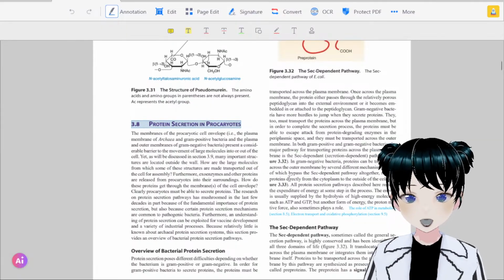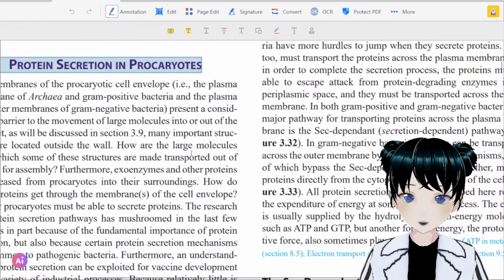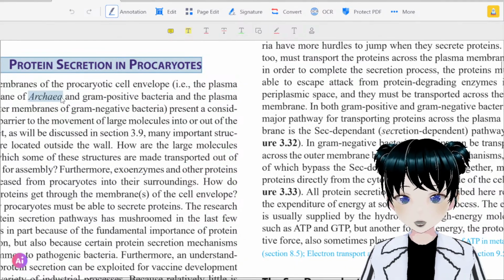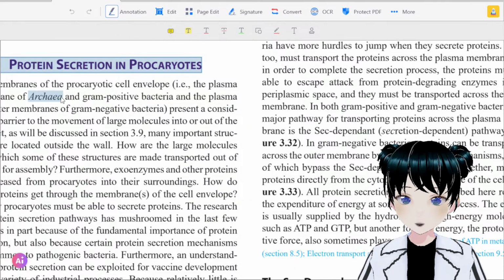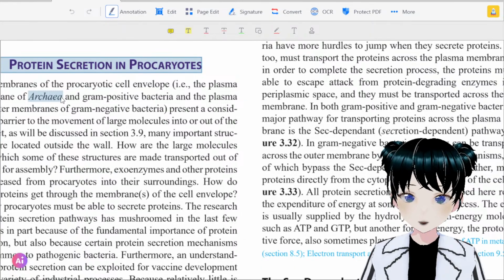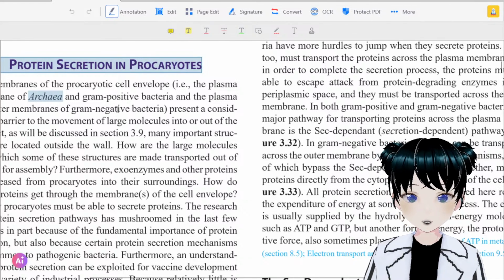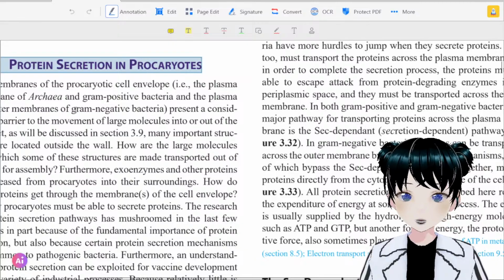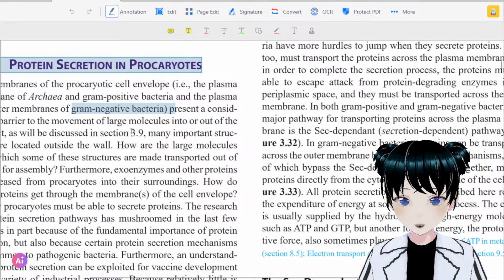So we secrete it out. Remember, in prokaryotes we have gram-positive bacteria, gram-negative bacteria, and the archaea. For archaea, we don't know the pathways that much, because archaea have only recently been studied. By the way, this book is old, so I don't know how much progress has been made in recent years. But for archaea, they say we don't know much about the secretion pathways, while for gram-positive and gram-negative bacteria, we do know. The gram-positive bacteria don't have such complex pathways in comparison to the gram-negative ones. And why is that? Because the gram-negative cell wall is pretty complex.